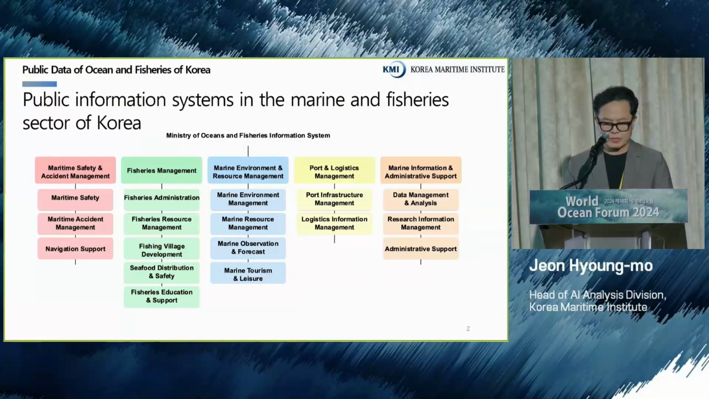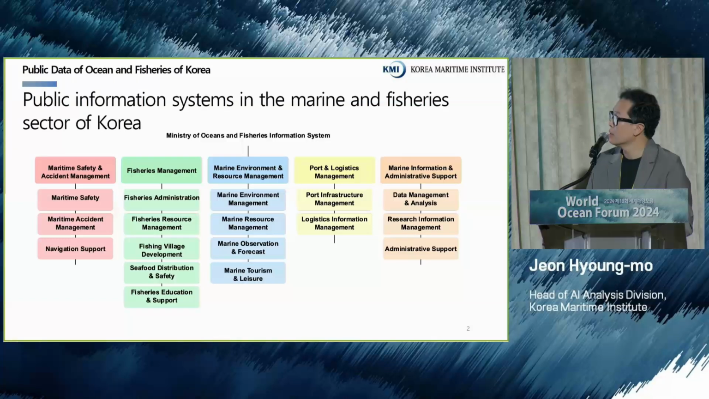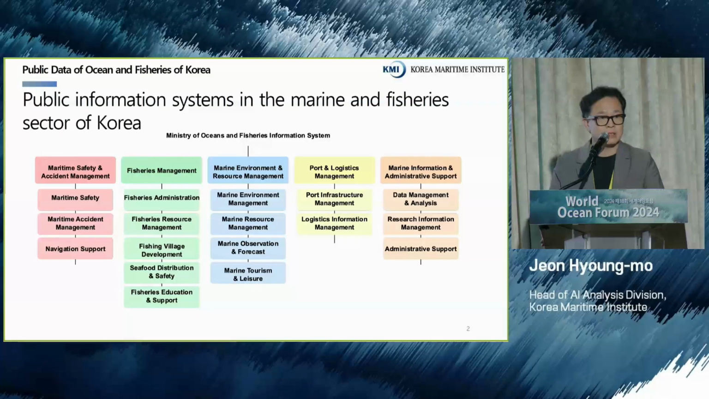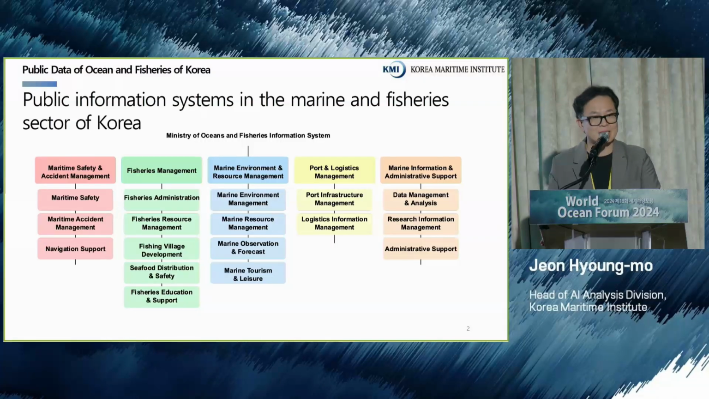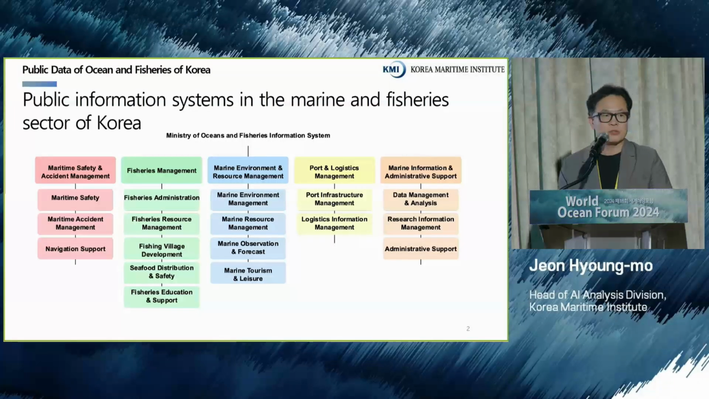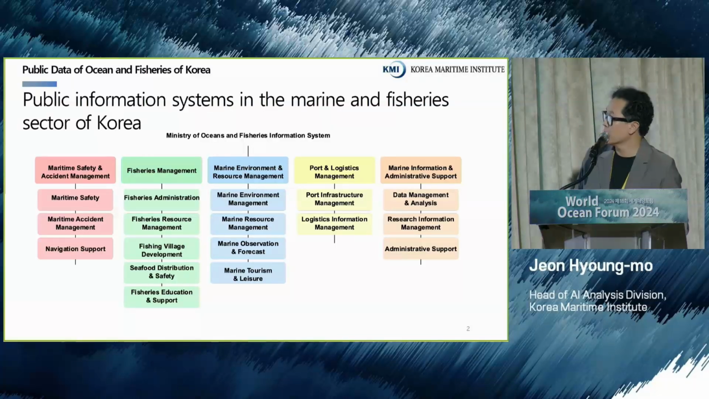The ocean data managed by the MOF is just as you see on the slide. This is the categorization done by KMI. This is not an official category given by the MOF. KMI operates more than 60 ocean platforms, and some of the platforms are public, but some are for internal MOF use. So you can categorize them into 5.